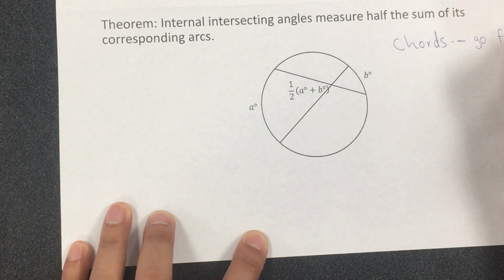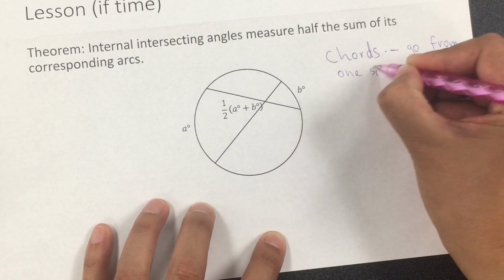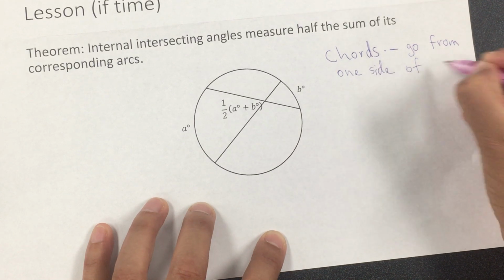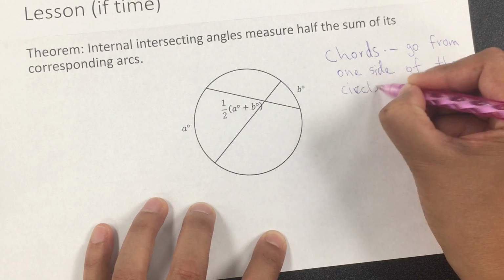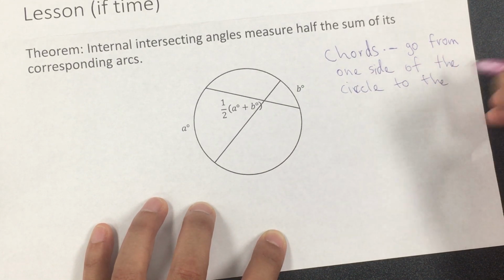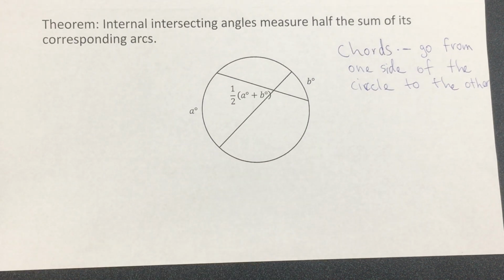go from one side of the circle to the other. But they don't go through the middle of the circle. Otherwise, the chord will be called a diameter.